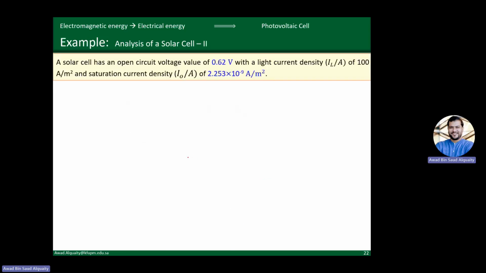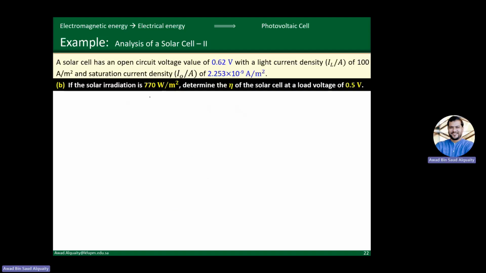Now for the second part, for the same cell, of course, we are told that the solar radiation is 770 watt per meter square. So this is the G, right? We need to determine the efficiency of the solar cell if the load voltage is 0.5 volt. So please note this load voltage is different than the voltage we calculated before. The voltage we calculated before was the voltage for maximum power. Here we're not talking about maximum power. We are just saying, okay, this is the load voltage. For this load voltage, what is the efficiency? Okay, so the efficiency is, as we discussed before, power output by area of the solar cell times the solar flux.